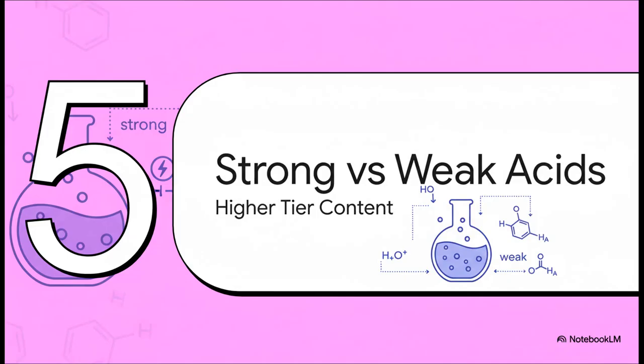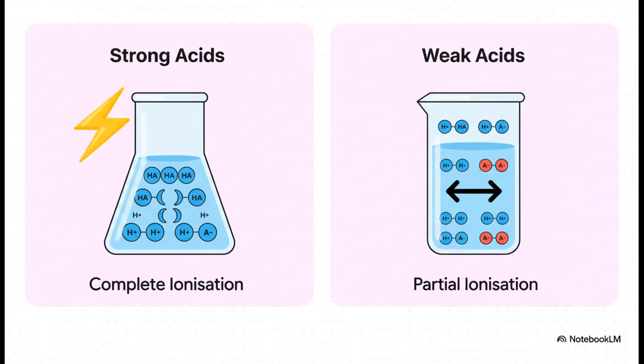Okay, let's tackle our final section. Now, this is a really key distinction, and it's something that you higher tier students absolutely need to understand: the difference between strong and weak acids. It really all boils down to one key idea: ionization. When you put a strong acid, like hydrochloric acid, in water, basically every single acid molecule splits apart, or ionizes, releasing all of its H+ ions.